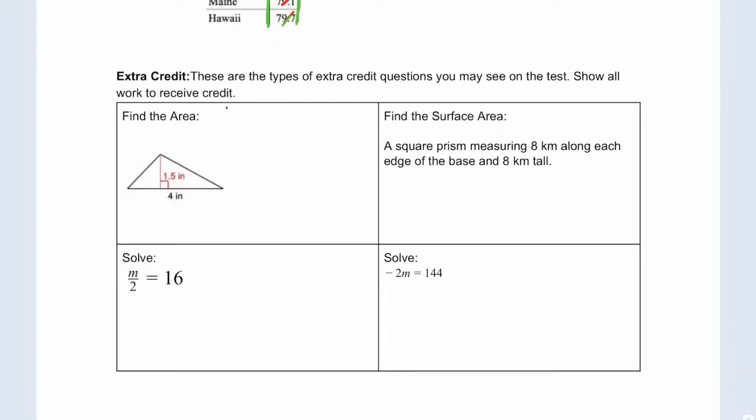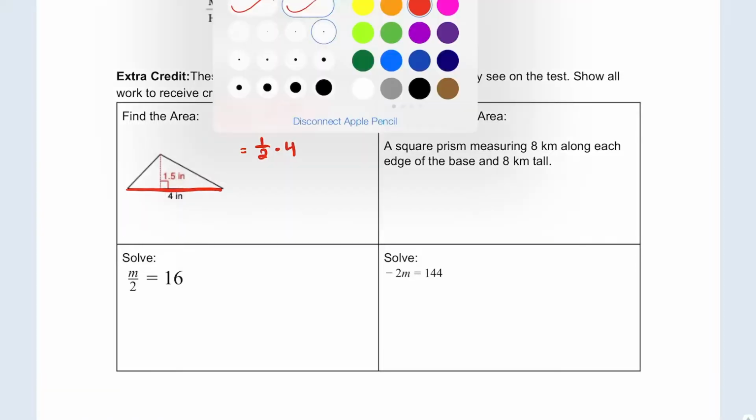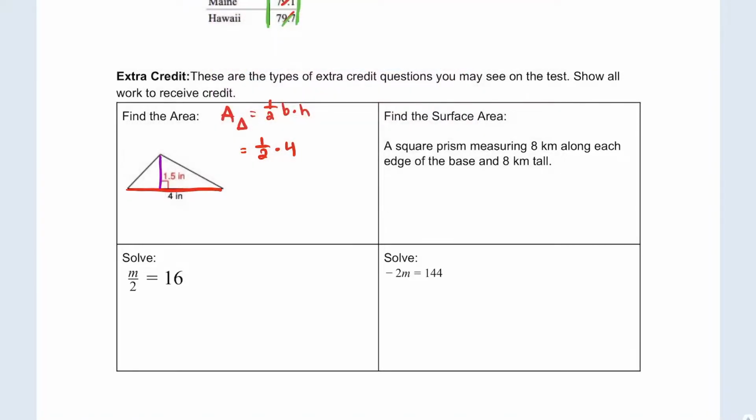The area of a triangle. So area of a triangle is always going to be 1/2 of your base times the height of your triangle. So the base of my triangle is this red section right here. So I know that I'm going to be multiplying by 4, right? 1/2 times 4, and then the height of my triangle, they actually give me in this purple right here, which is 1.5.